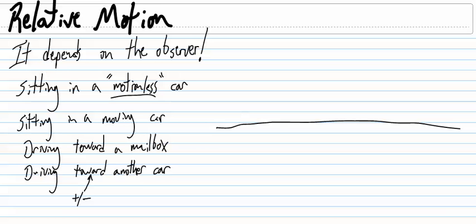Okay, relative motion. What is relative motion? It's kind of an idea, and the idea is that when you're talking about something moving, or lots of things moving, it depends. Their motion depends on how you look at it.